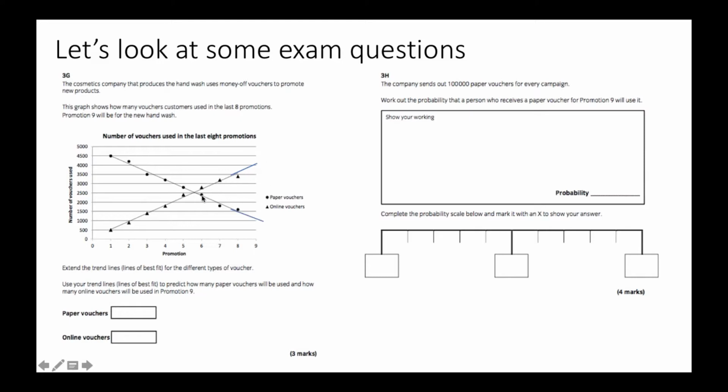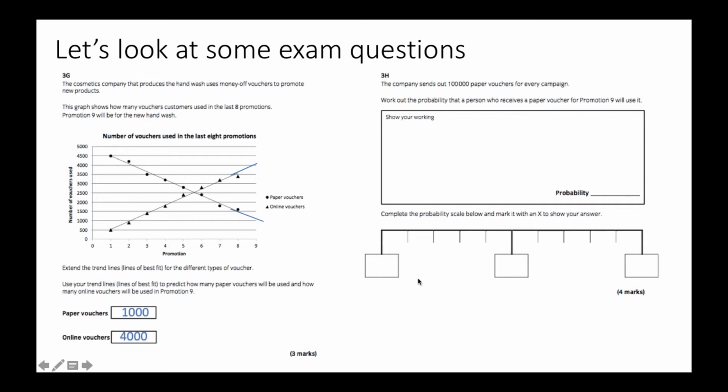Alright, so I've extended them as best I can, and then it says paper vouchers, okay, which are the circles for promotion 9, and I'm going to go up from promotion 9 up to my line. Now it's near enough 1,000, maybe 1,100, but I've gone for 1,000. It will give you a bit of leeway, and to be honest, I think I have gone a little bit up with my line rather than gone as straight as possible. And then for the online vouchers for promotion 9, I'm going to go up, and it looks about 4,000 to me. Okay, so 1,000 there and 4,000 there.